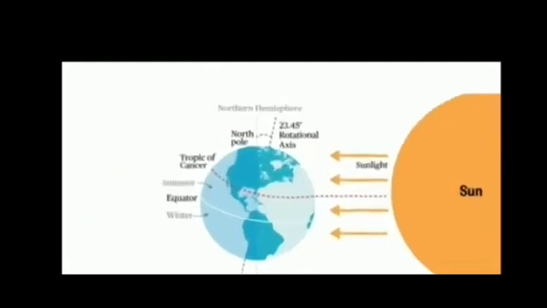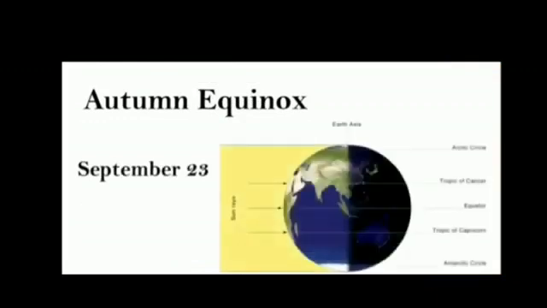Next is the autumn equinox, 23rd September. On this day, the sun is overhead at the equator. The equator receives maximum heat. From this day onwards, the northern hemisphere is in autumn and the southern hemisphere is in spring. At this position, neither of the poles is tilted towards the sun, so the whole Earth experiences equal days and equal nights.